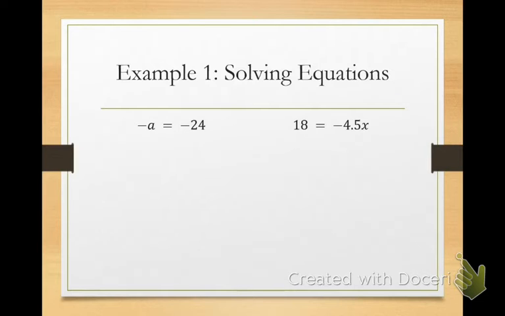I cannot have a negative connected to my variable. I also know that if there's no number in front of it, there's an understood 1. So I'm going to have -1a equals -24. Now this might seem kind of obvious, but you still have to go through the steps. How is -1 connected to a? Multiplication. So what's the opposite of multiplication? Division. So divide both sides by -1.